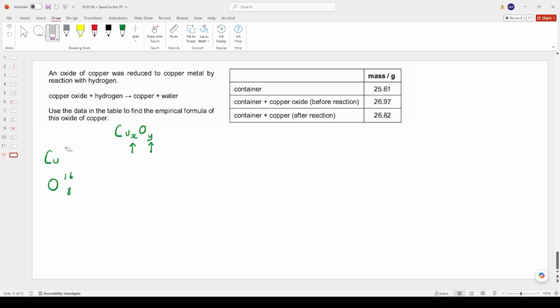Okay, there we go. So we've done that. We're going to the periodic table. We put 63.5. Okay, don't need that 8 really. So we got our numbers. Now we need to look at the masses. Container plus copper oxide, so before the reaction. Container and copper. So these two things are going to help us work out the mass of the copper and of the oxygen that is also present. So this take away this gives us copper oxide. So I'm going to go into my calculator. I'm going to do 26.97.